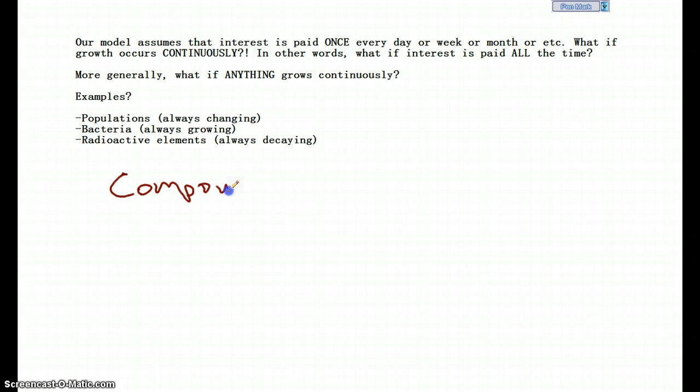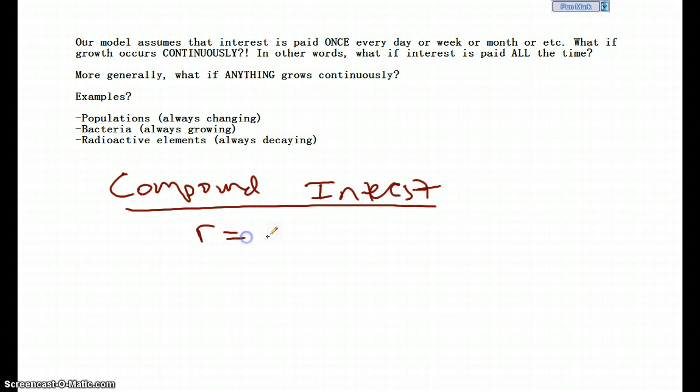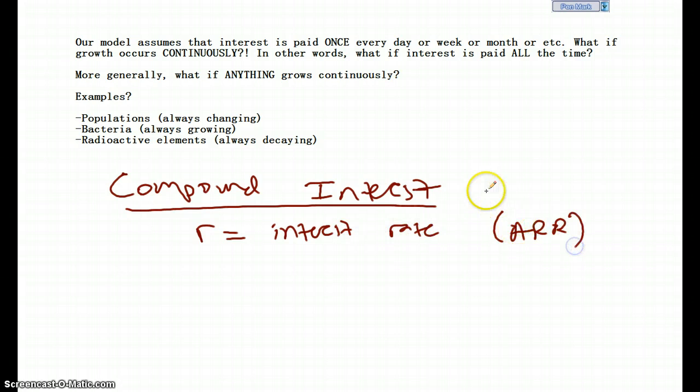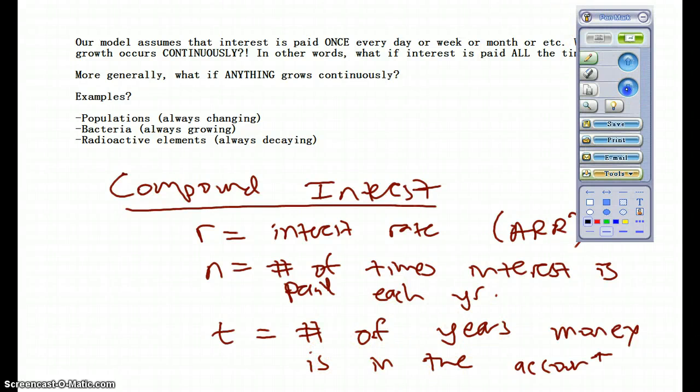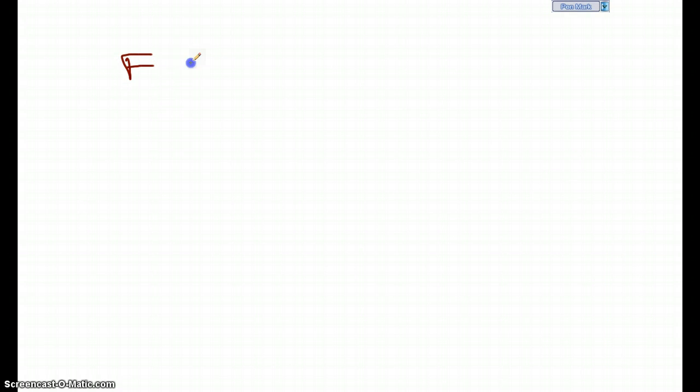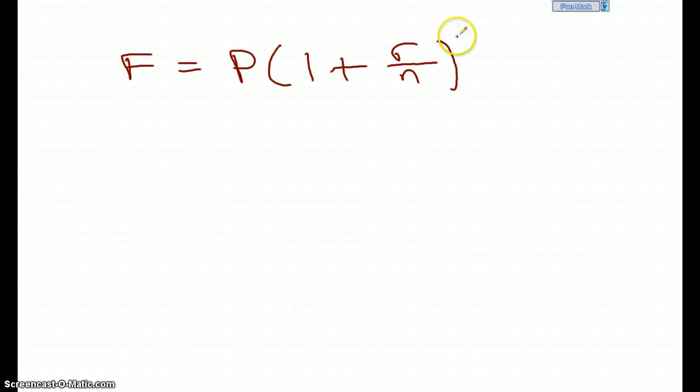So, the compound interest formula. If we define a few pieces of information, R is the interest rate, or what we are calling the APR, that's the annual rate, and N is the number of times interest is paid each year, and little t is the number of years that the money is in the account, then we know for compound interest that the future value of the investment is equal to the principal times 1 plus, so we're taking 100% and adding on the APR divided by the number of times interest is paid each year. We raise it to the power of the number of months, days, etc.